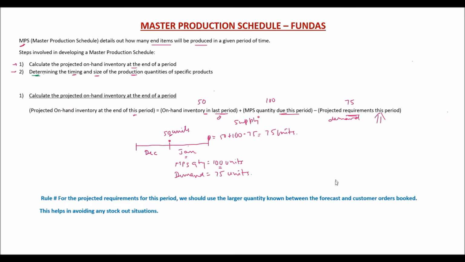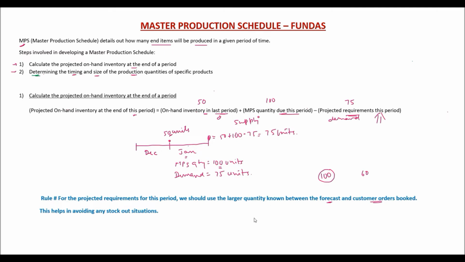Now demand can be two. One is the forecasted demand, where you are projecting what the actual demand is going to be. And then there is the actual customer orders which are booked. So what this rule is saying is that if, let's say, forecast is 100 and customer order booked is 60, we should use the larger quantity between forecast and customer order booked. So whichever is the larger one. So if 100 is the larger one, we should be considering 100 as the projected requirement for this period.